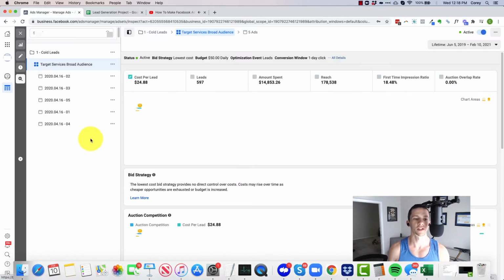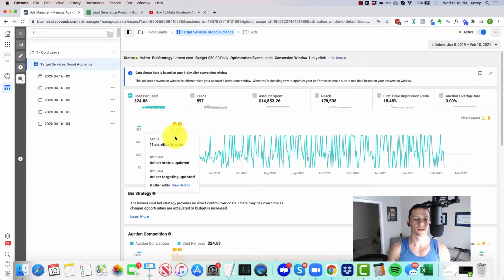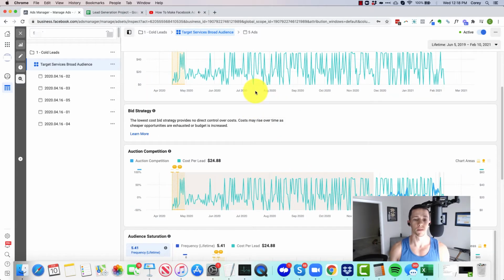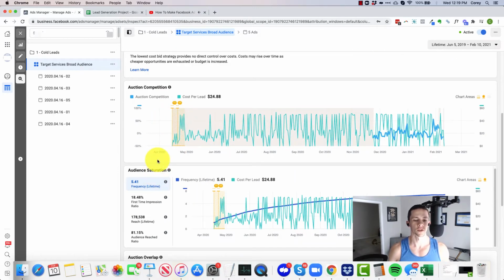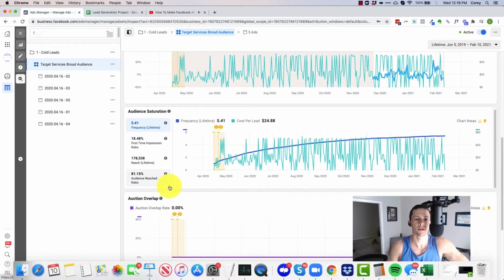Let's just click on the inspect right there. And you can see the learning phase. It started out right here. So this was back in April 2020. And then you can see it's been unchanged. The learning phase hasn't been reset. No budget has been adjusted. The audience competition, here we go. Audience saturation. This is what I wanted to see. Frequency, 5.41. So the frequency is incredibly high on this. And as you're going to see from some numbers here, which I did some cool things with to show you the data, it's still performing very well.